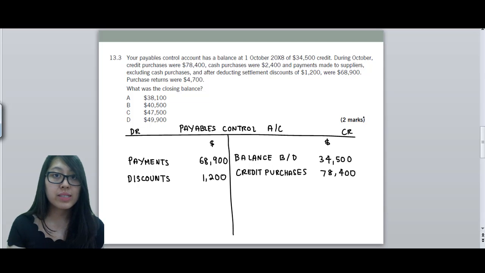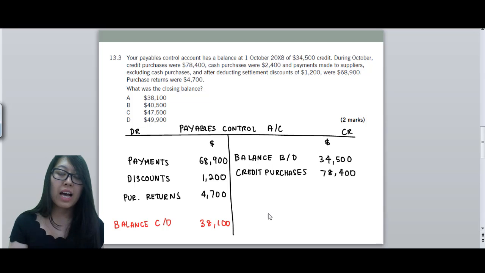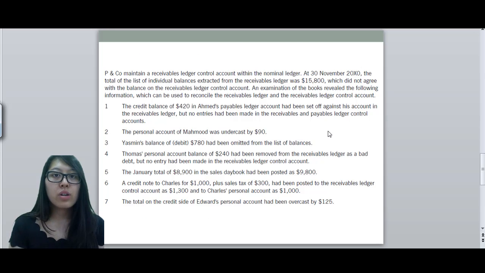Now our purchases is on the credit side, purchase returns are on the debit side. At the end, your closing balance is going to be $38,100. Okay, let's take a look at this question.